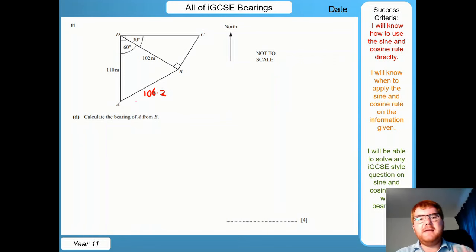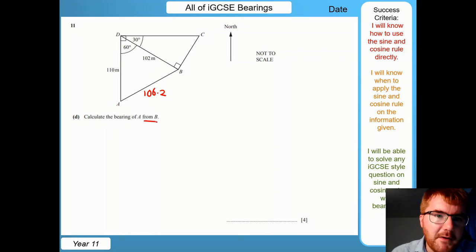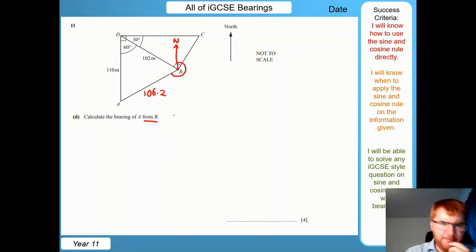And the key thing is to be able to recognize the bearing you're looking for. So the bearing of A from B. So we're starting at B. This is very important. Again, to do a bearing, we need that north line in. And then we want to go clockwise until we hit that line AB. So we're actually looking for this angle here, this big reflex angle.